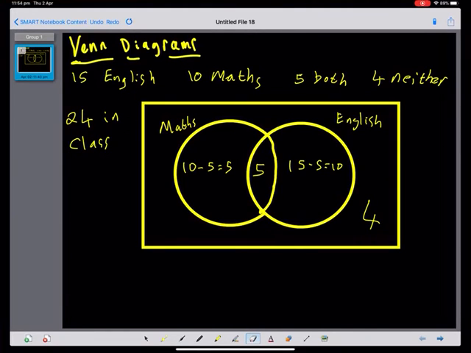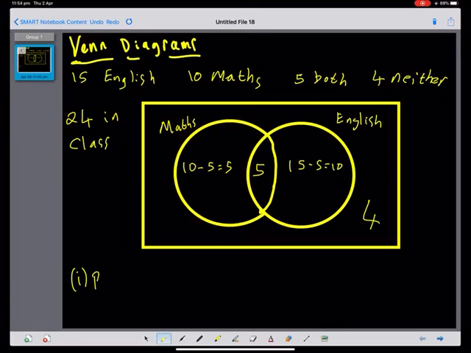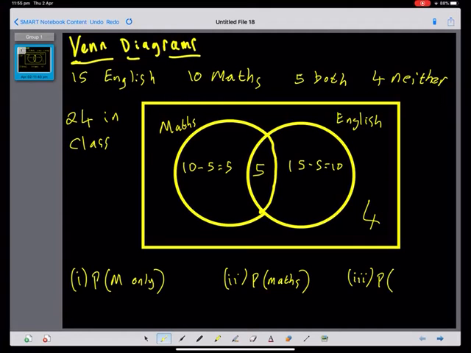Okay, so let's do 3 probabilities. The probability of maths only, the probability of maths, and the probability of maths and English. Okay, so pause the video and see if you can do these probabilities.